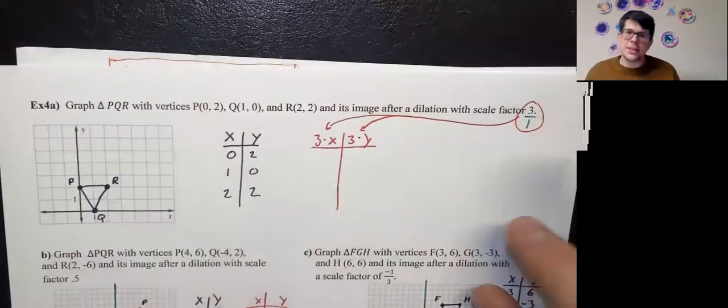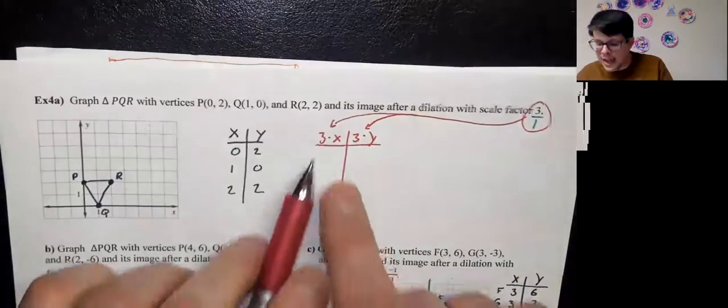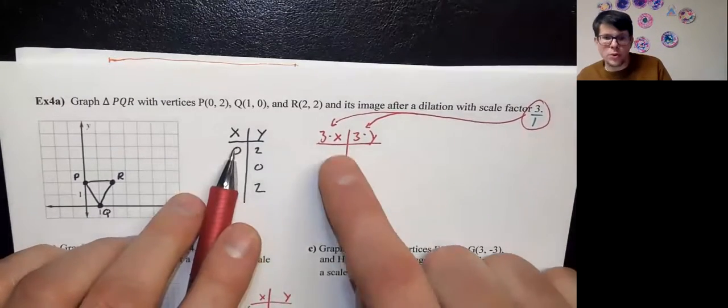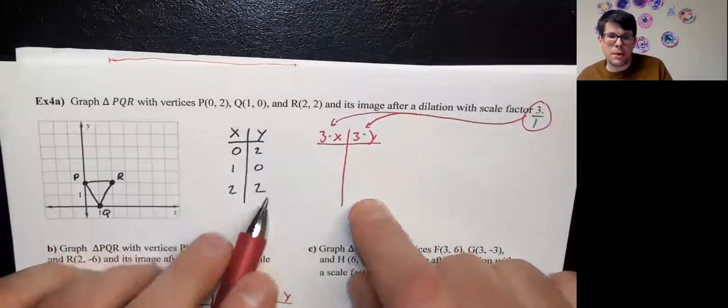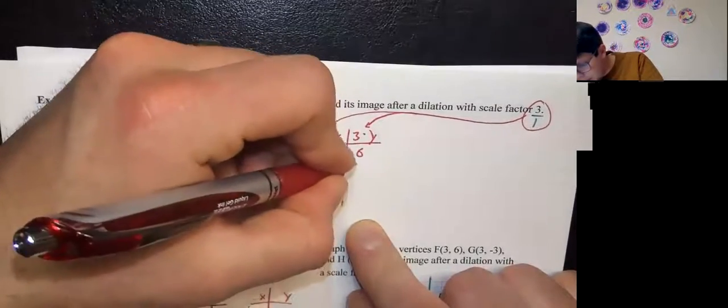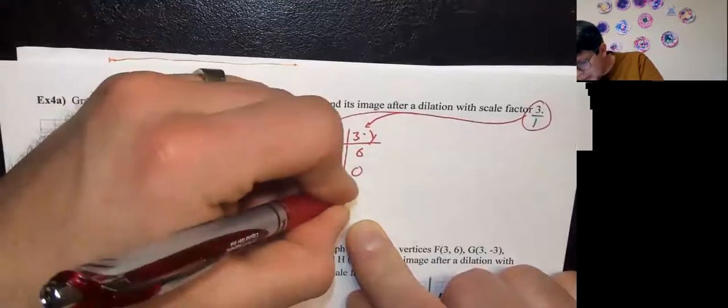So you're going to multiply that scale factor on both the left and right side, on the X values on the left and the Y values on the right. So we're just going to go down through each and every one of these numbers and multiply them by 3. 0 times 3 is 0. 1 times 3 is 3. 2 times 3 is 6. 2 times 3 is 6. 0 times 3 is 0. And 2 times 3 is 6.